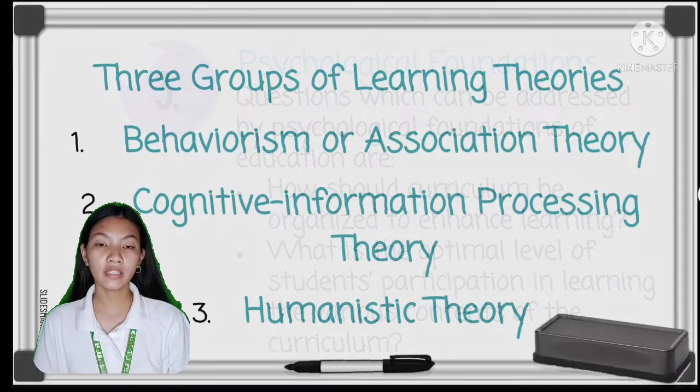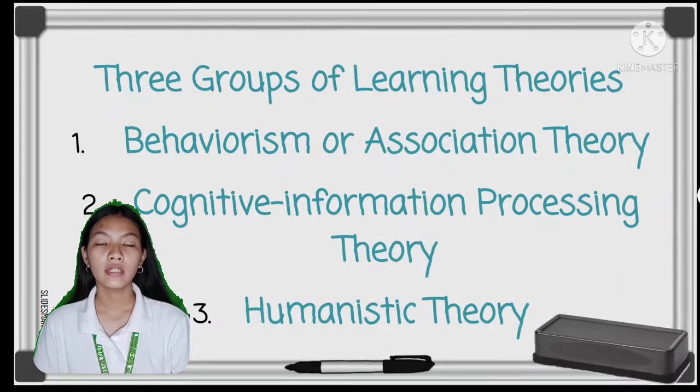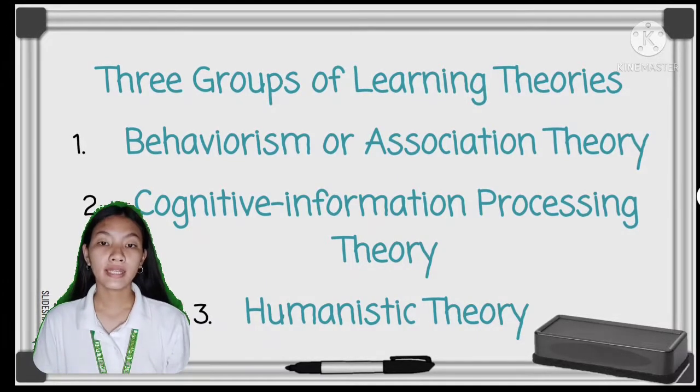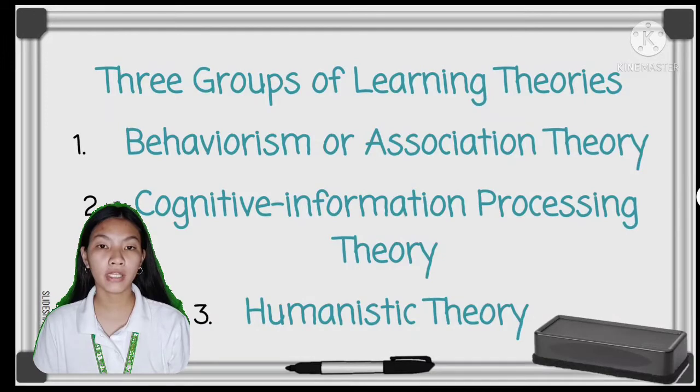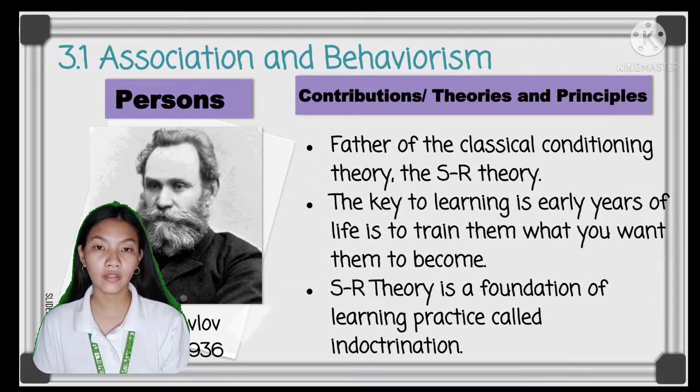The psychological foundation is divided into three groups of learning theories. So the first one is behaviorism or association theory. The next one is the cognitive information processing theory. And the last one is the humanistic theory.